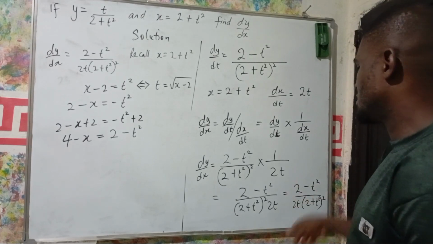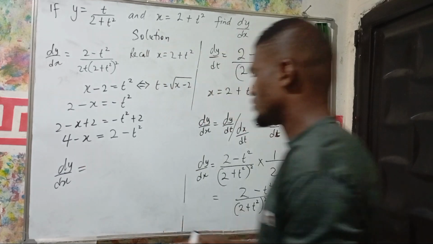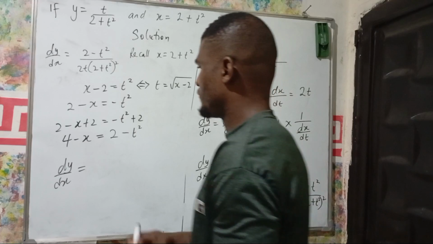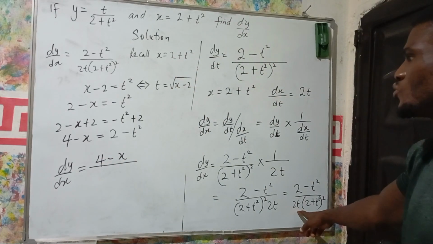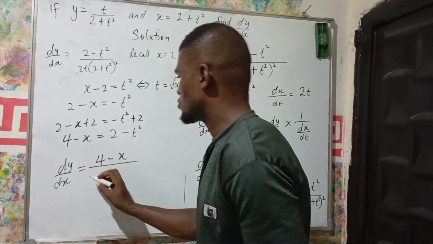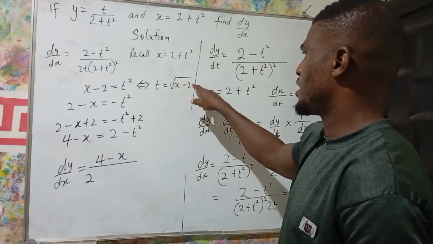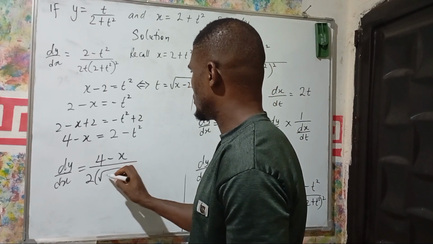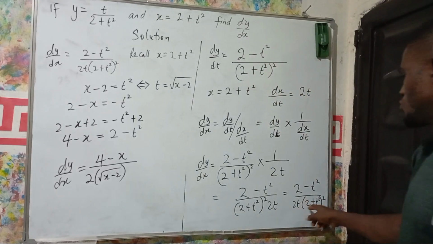Alright, so if we want to replace this now, dy/dx in terms of x would be equal to 2 - t², which is 4 - x, over 2t. 2t would be, write our 2, and what's our t? Our t is the square root of x - 2. So 2 multiplied by the square root of x - 2, and then 2 + t².